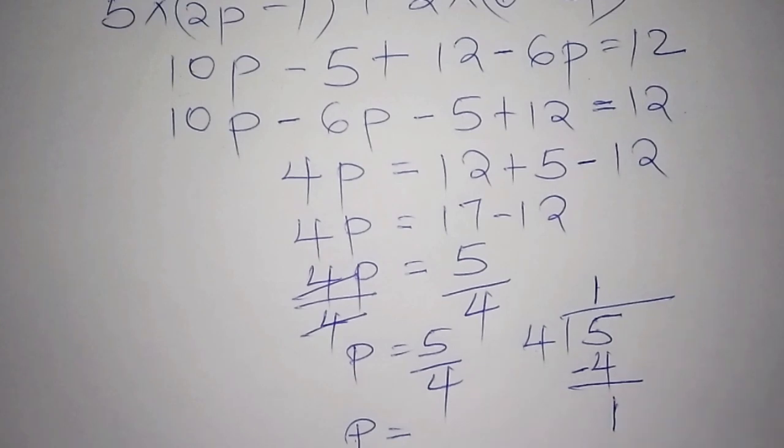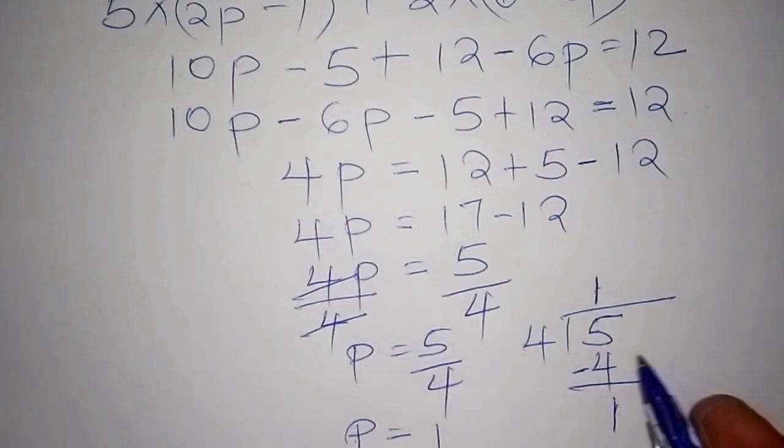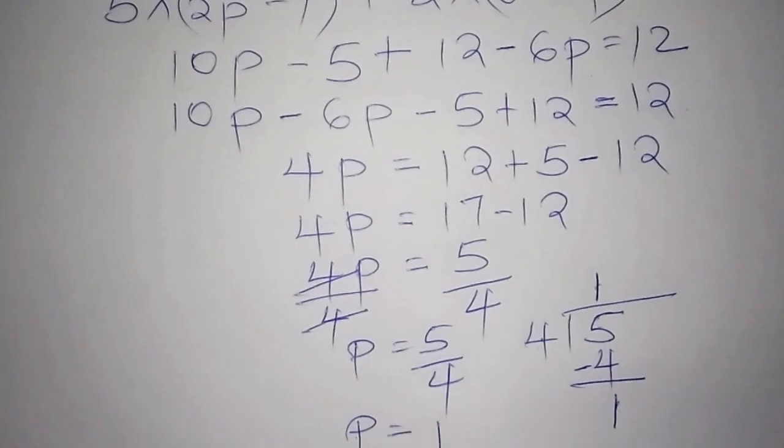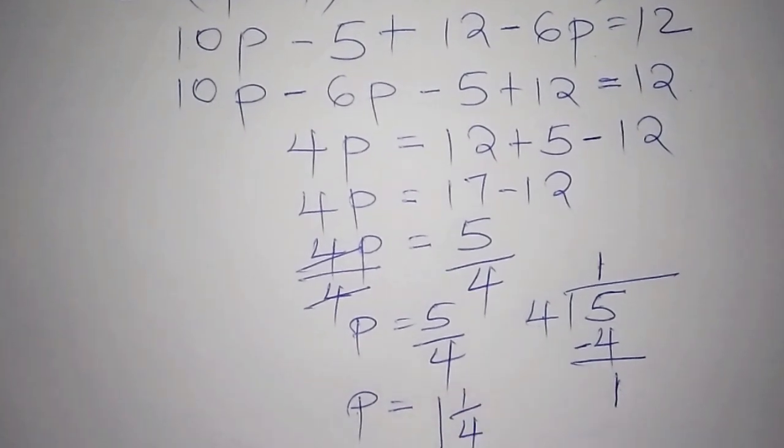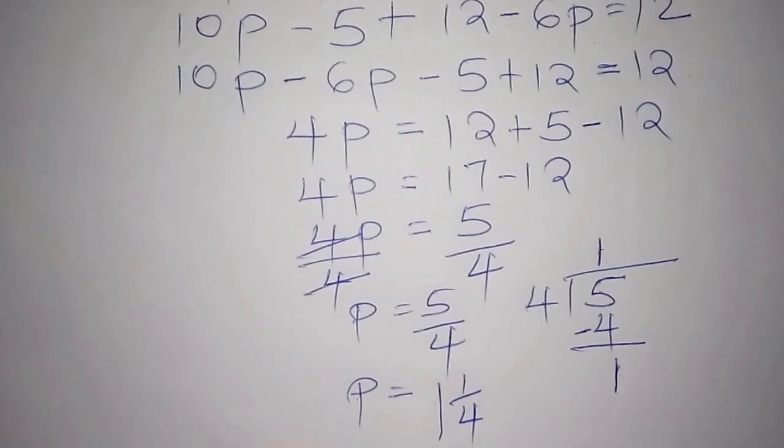So our p shall be 1 whole. So we shall have 1 whole, and what's the remainder? And 1, so 1 whole and 1 over 4. So this one is now we've converted into a mixed fraction, so that 4 multiplied by 1 is 4 plus 1 is 5 over 4. So now our answer is 1 whole and 1 over 4.